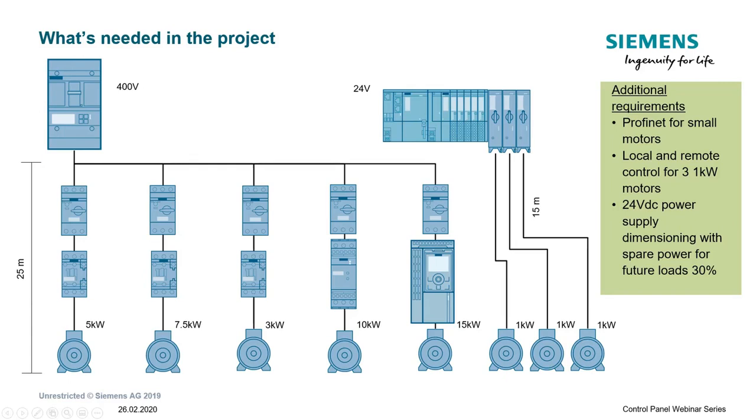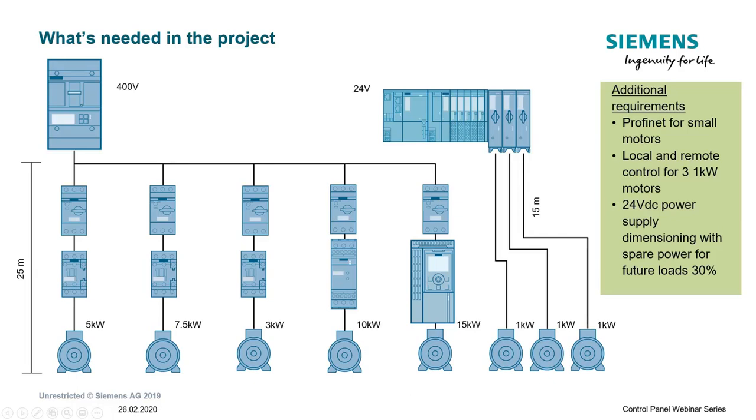On the left-hand side, you see a main breaker, circuit breaker, and for the in-feed, the main disconnecting means at 400 volt. Then we have a bunch of motor loads at different kilowatt ratings, from 3 kilowatt up to 10 kilowatt, mostly direct starter, but we also need for one application a soft starter, and for the largest motor we need a VFD. For the 15 kilowatt motor, a variable speed drive.